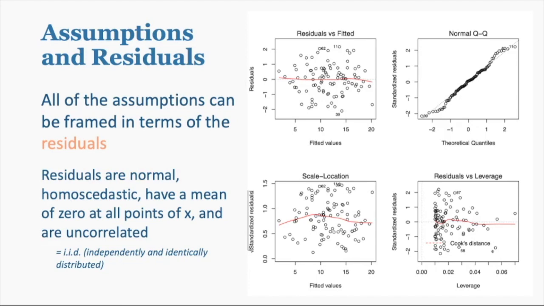It always comes back to the residuals, right? So the assumptions and residuals always go together. All of the assumptions actually can be framed in terms of the residuals themselves. When we're talking about each of the assumptions, we're going to be looking at: are the residuals normal? Are they homoscedastic? Do they have a mean of 0 at all points of x? And are they uncorrelated with each other? One way that you'll see this talked about is IID, independently and identically distributed. It's just saying that our assumptions are holding.